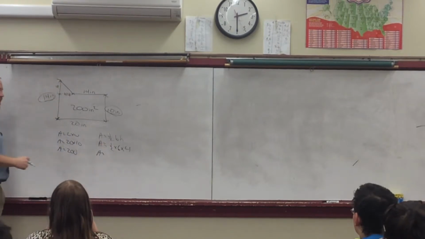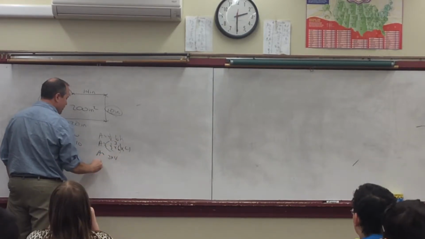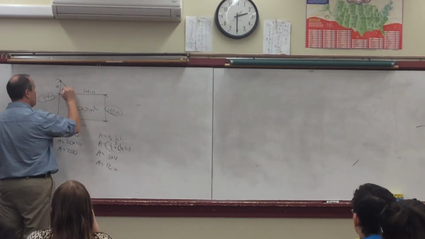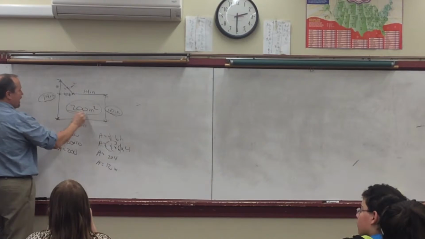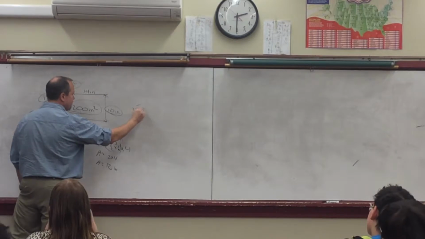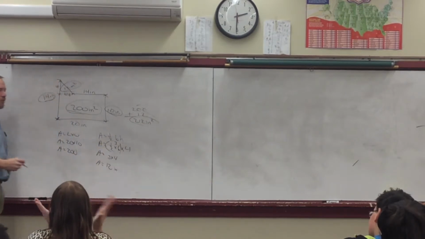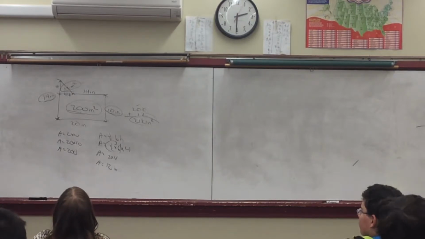And so once again, we take the 1/2 times either of the even numbers. 1/2 times 6 is 3, so now we have 3 times 4, and that gives you 12. So that triangle would be 12 inches squared. And now all we got to do to find the area of the overall shape is add up the area of the rectangle plus the area of the triangle. And so 200 plus 12 gives us 212 inches squared. And so the area of the overall shape would be 212 inches squared. Okay? Questions about that?